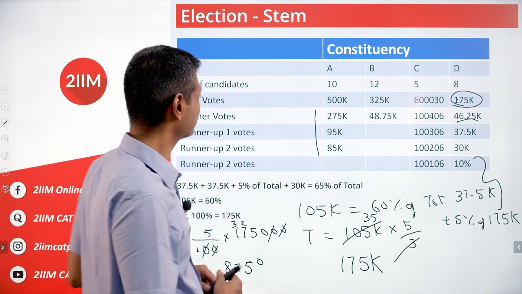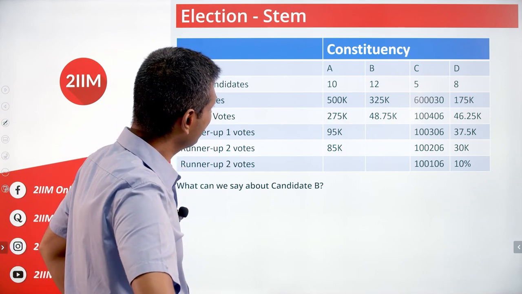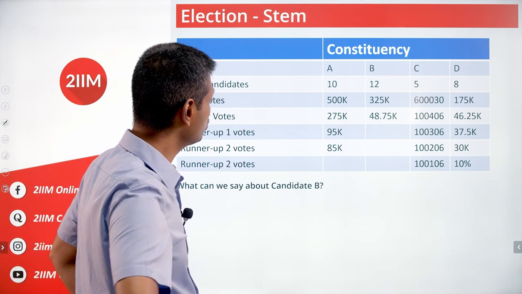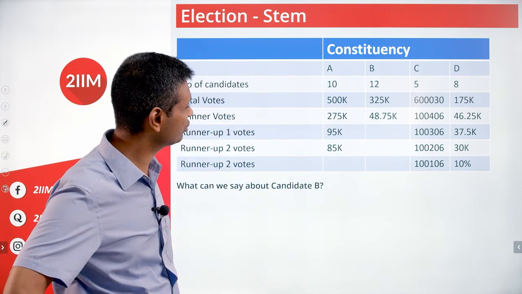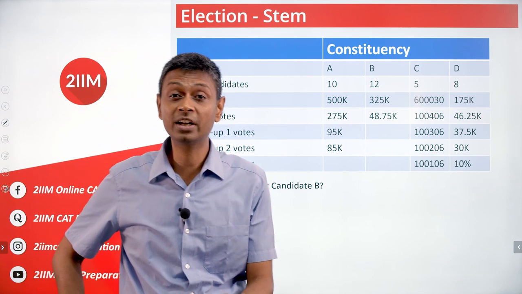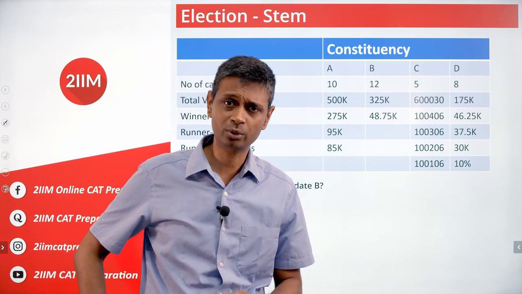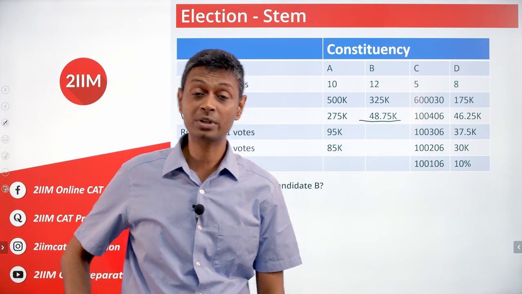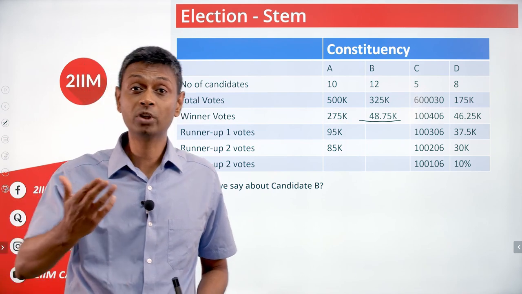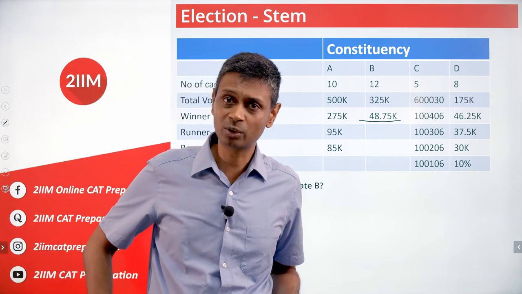Let's look at B. And very interesting. B is very interesting. 325,000 votes were polled. The guy who won got 48.75. And so what is 1/6 of 325? 1/6 of 300 is 50,000. 1/6 of 325 is more than 50,000. So this guy has got less than 1/6 the vote. We've got a scenario which we discussed where you might win with less than 1/6 the votes. This guy has won with less than 1/6 of the votes.